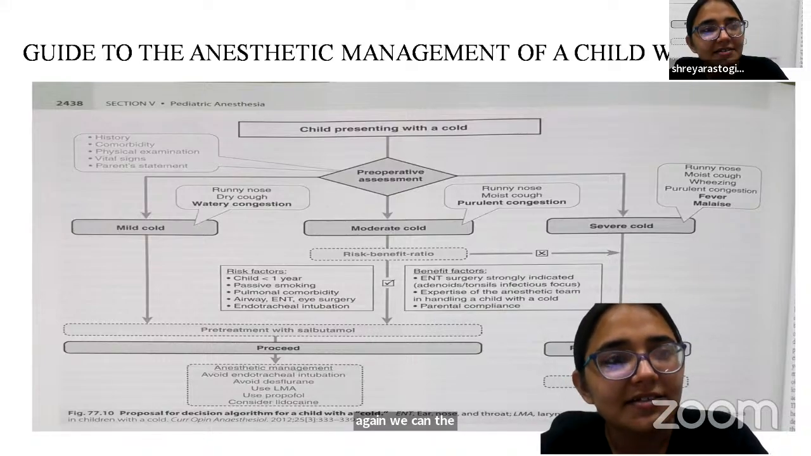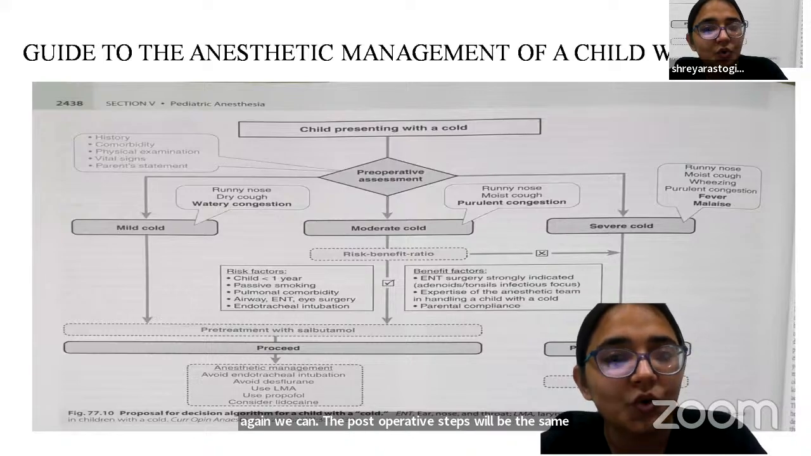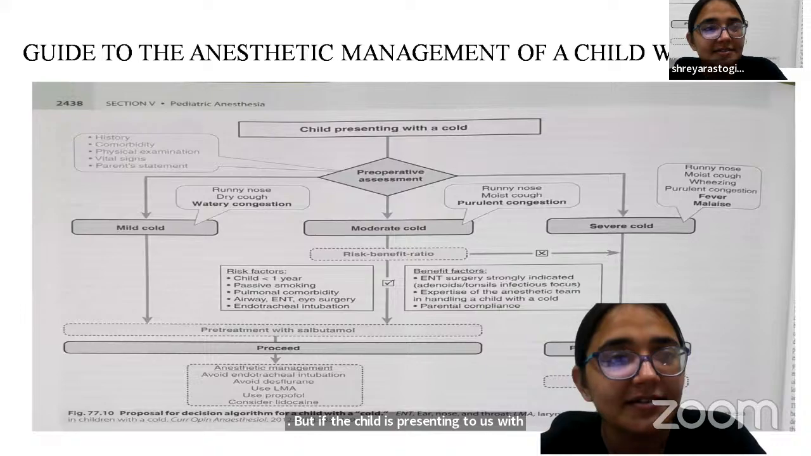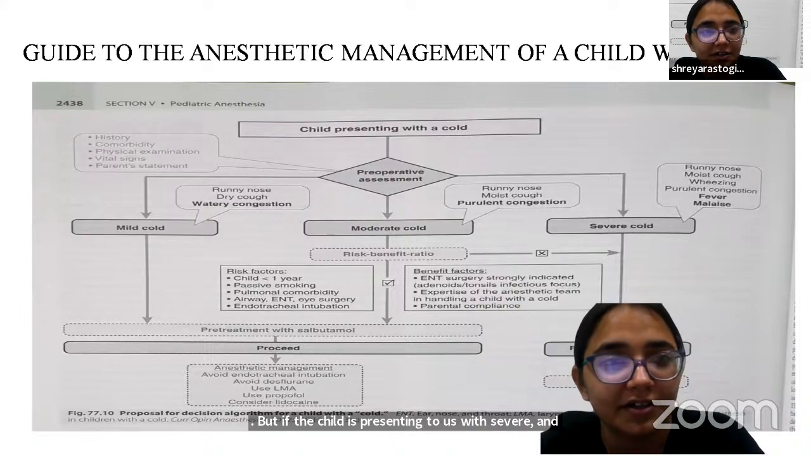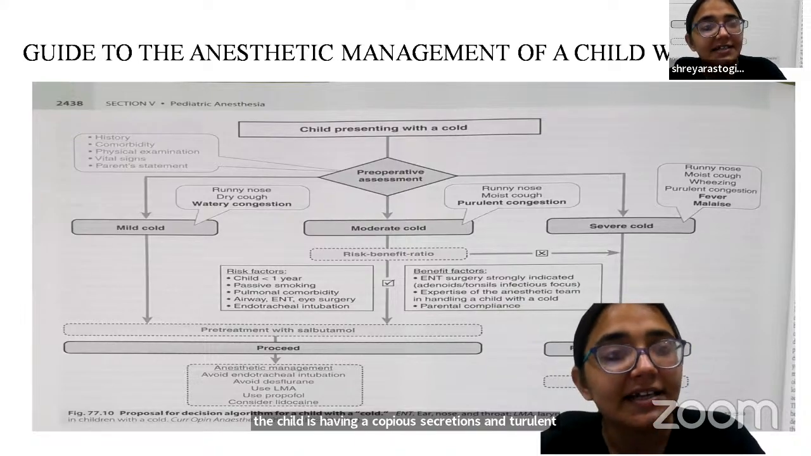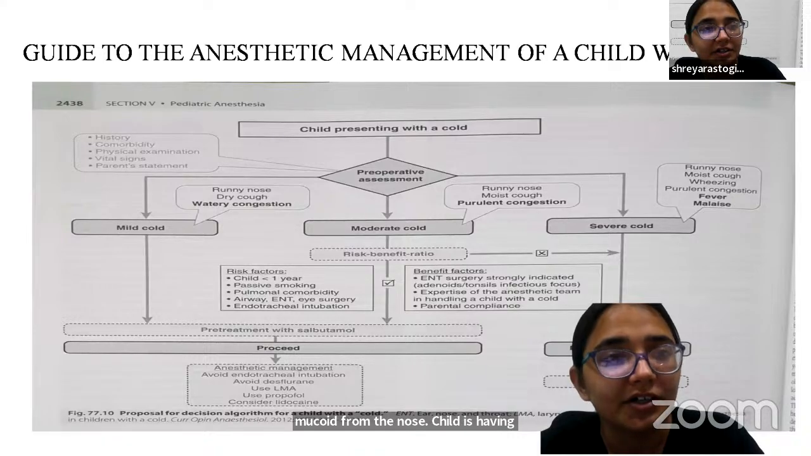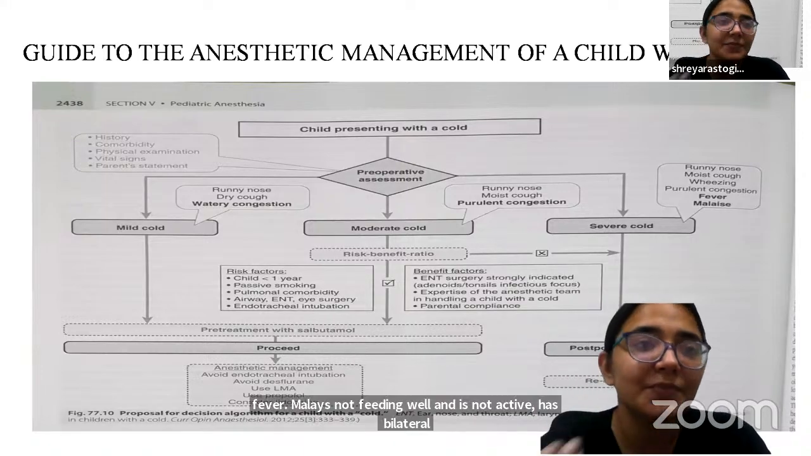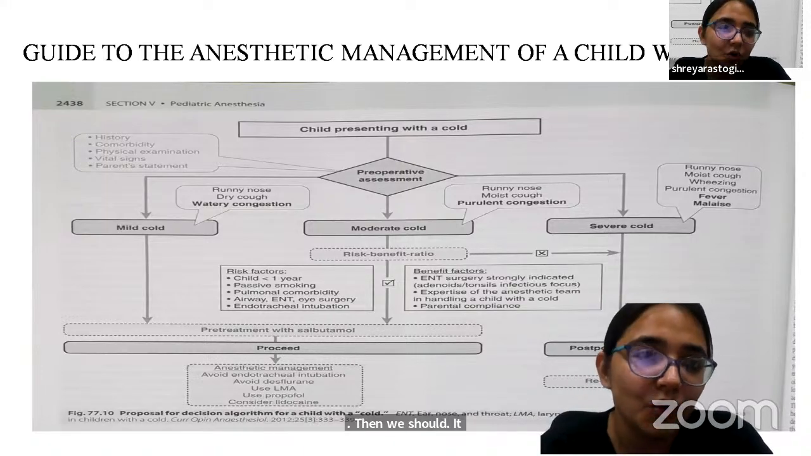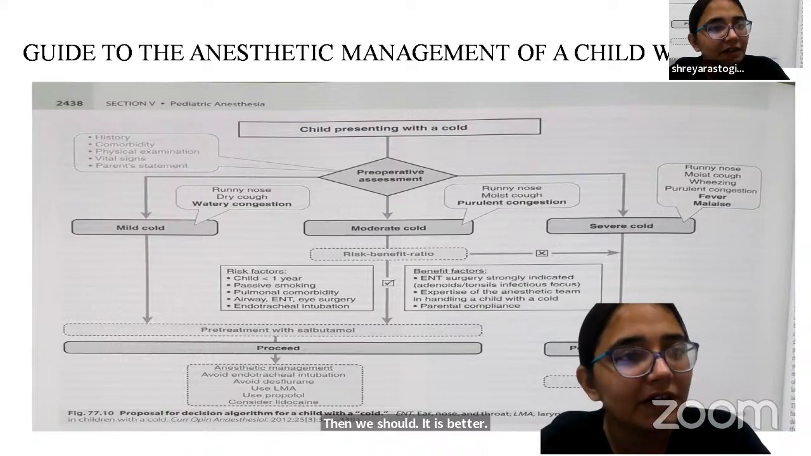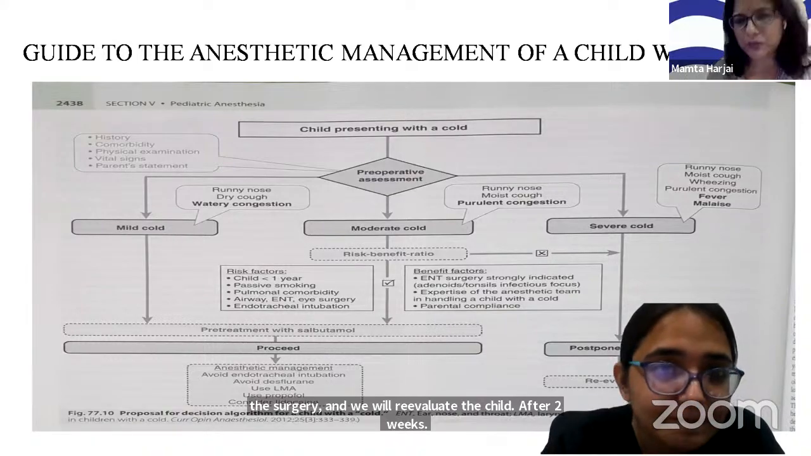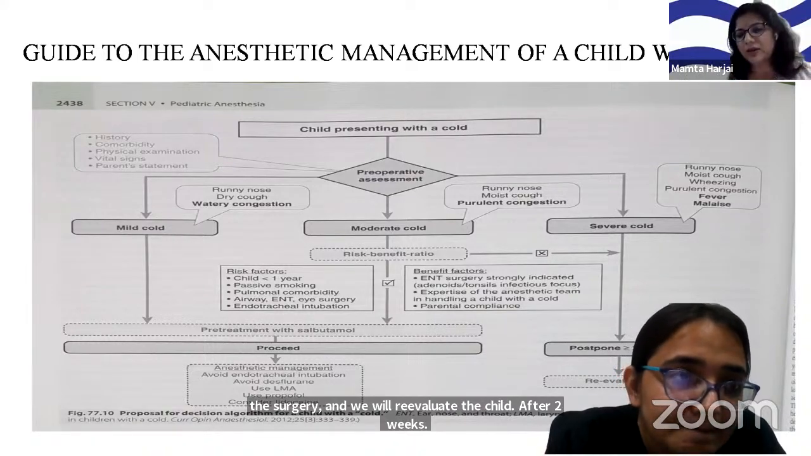But if the child presents with severe cold, with copious secretions and purulent mucoid discharge from the nose, fever, malaise, not feeding well, not active, and has bilateral rhonchi and wheeze, then it is better that we postpone the surgery and reevaluate the child after 2 weeks. I think the approach to the anesthetic management of the child is clear, and well done, Amita.